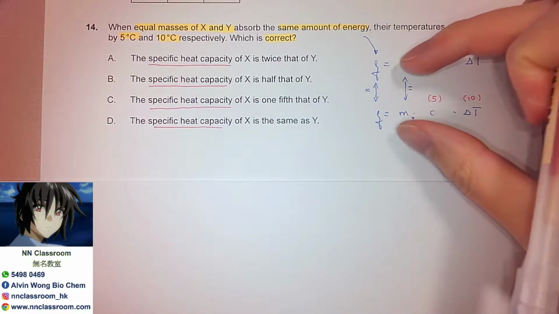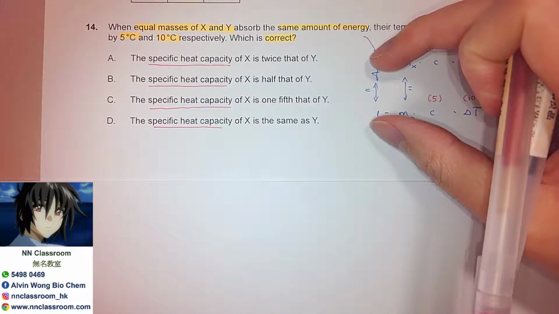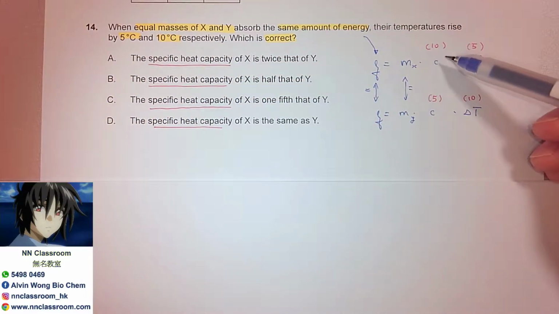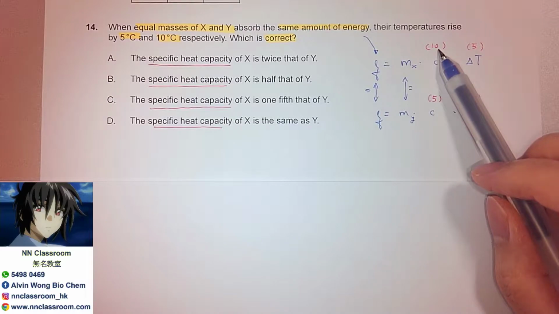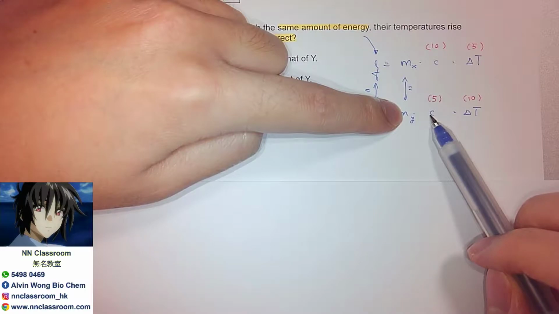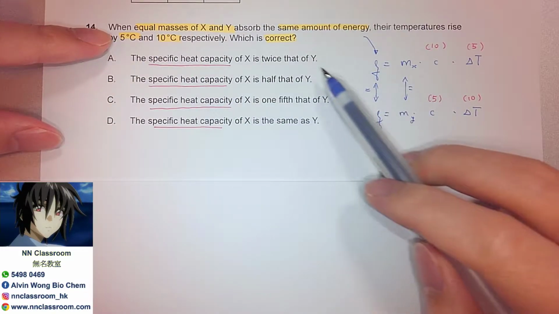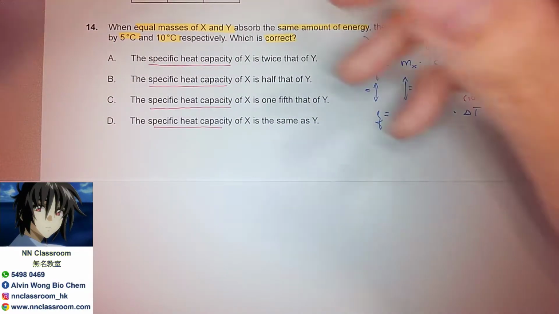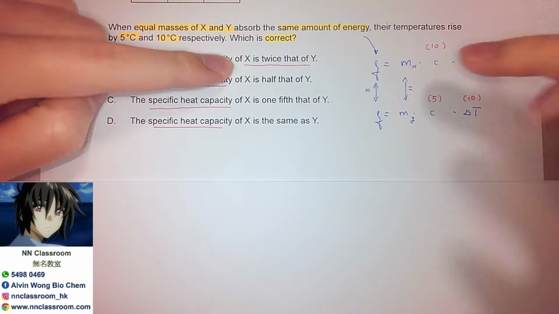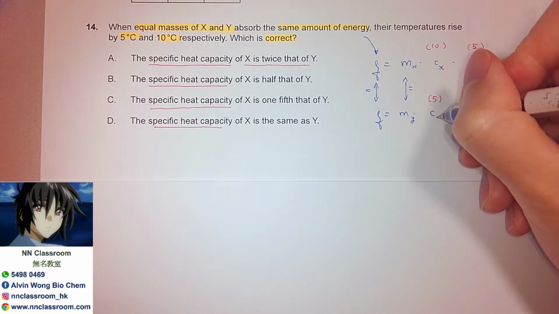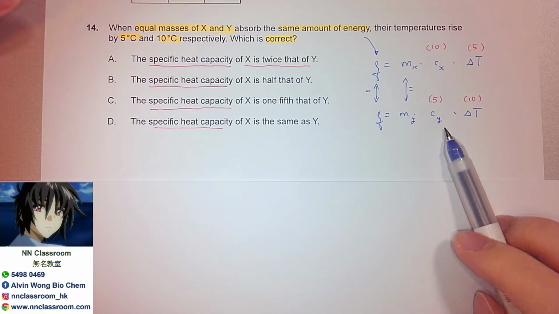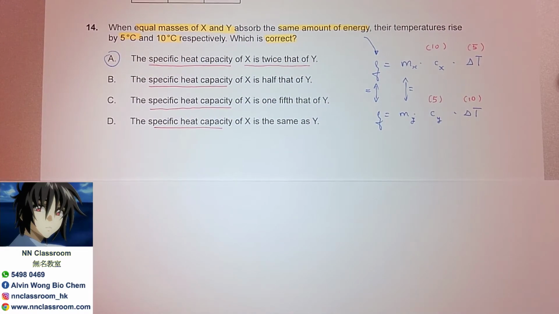Assuming the same mass, all multiplied with the same value of the heat, the Q, that is also to be the same. So that's why for this case, the final judgment is that the specific heat capacity of X should be double that of the specific heat capacity of Y. So that's why the best description for meeting my expectation is going to be A. The specific heat capacity of X, so this is CX, is going to be twice as much as that of Y, right? So that's why the answer for this case is going to be A.